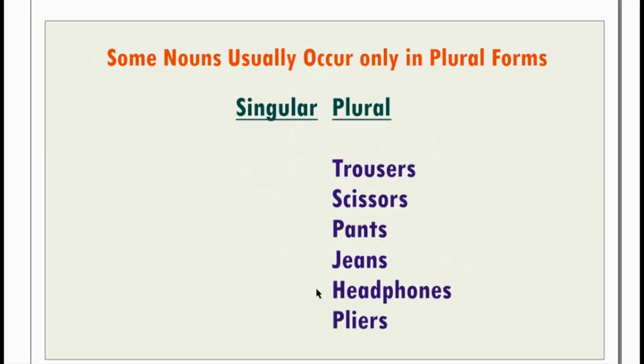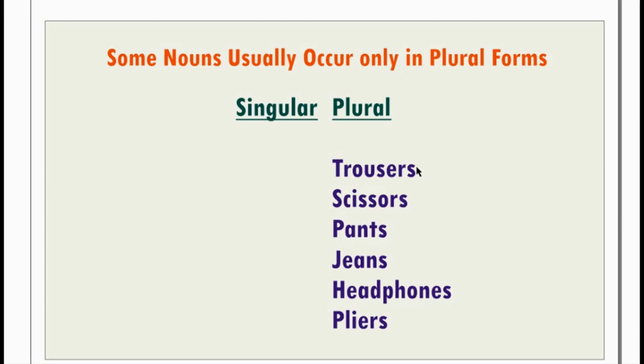Some nouns usually occur only in plural forms. Most of these nouns that occur only in plural forms, it's not that they do not have singular forms. Of course, they have singular forms, but then the singular forms are either meaningless or not usable. For example, trousers. You can have trouser, but then it is not usable. No one can wear trouser, only one. It must be a pair, it must be two.